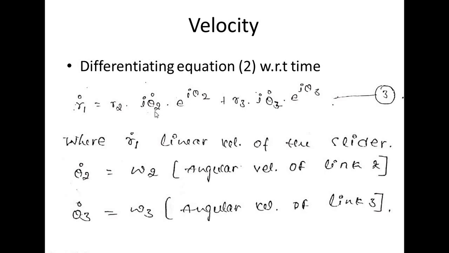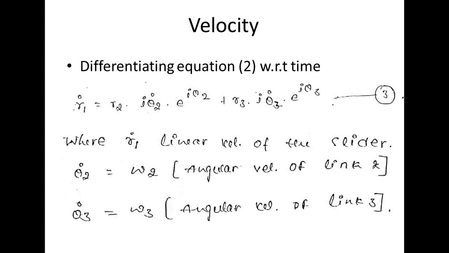We know that theta 2 dot is nothing but d theta 2 divided by dt. Differentiation of the angular position gives the angular velocity. So theta 2 dot is equal to omega 2, the angular velocity of link number 2, and theta 3 dot is nothing but omega 3, that is d theta 3 divided by dt, the angular velocity of link 3, which is the connecting rod.